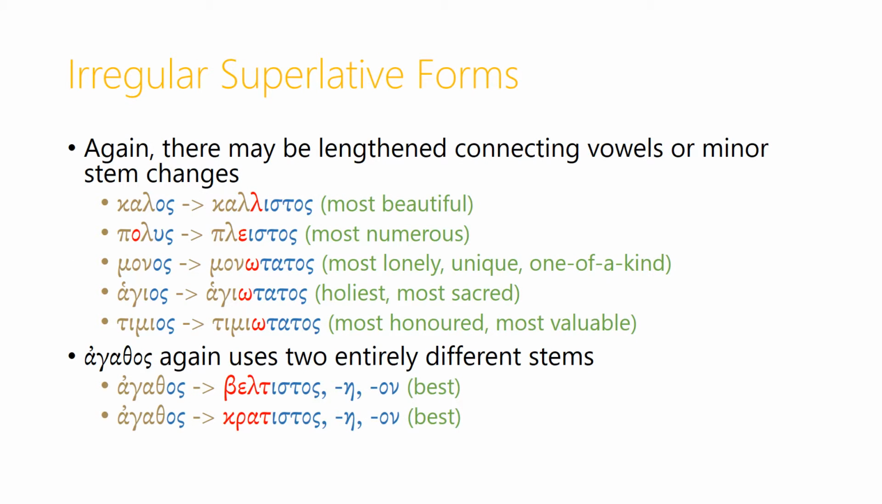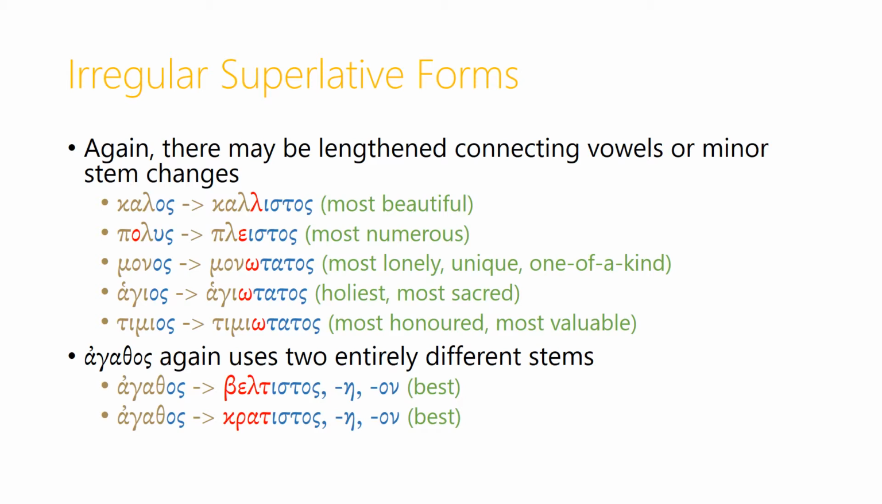As with the comparative forms, here too we sometimes see lengthened connecting vowels or minor stem changes. So the single lambda in kalos, in the superlative form, adds another lambda to become kalistos, most beautiful. The omicron in polus drops out in the superlative form, and an epsilon is added after the lambda. So we go from polus, many, to pleistos. But notice we still have that istos ending. It's just that the short vowel omicron has changed to an epsilon and moved.